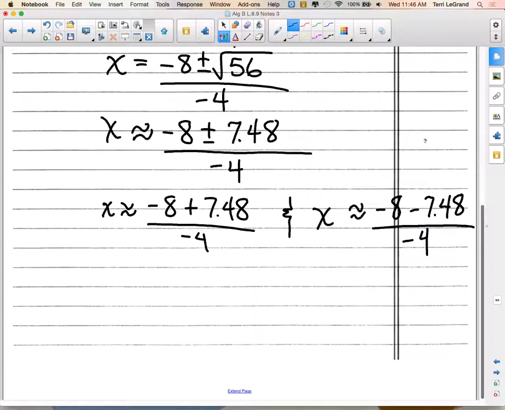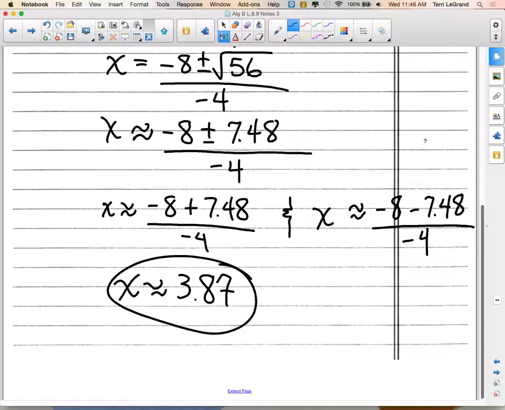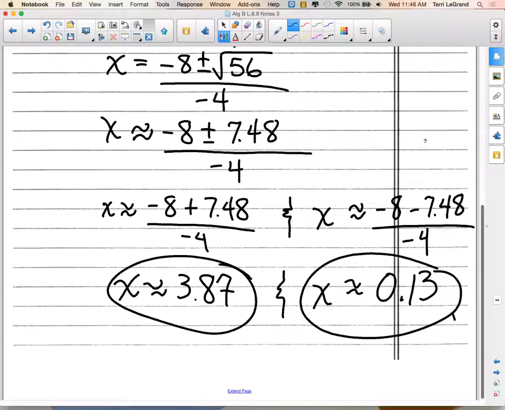And last but not least, our final answers should be, I'm going to go with, I have it in my notes here. And the other one. You agree with me? Maybe not? Should either one be a negative?